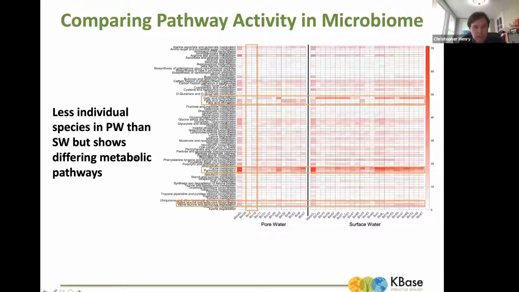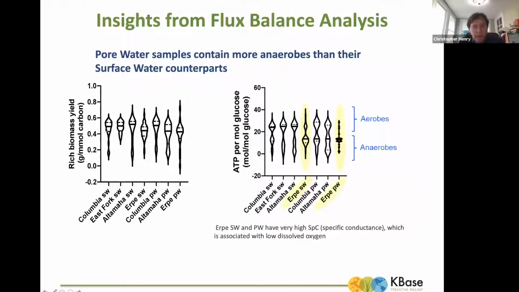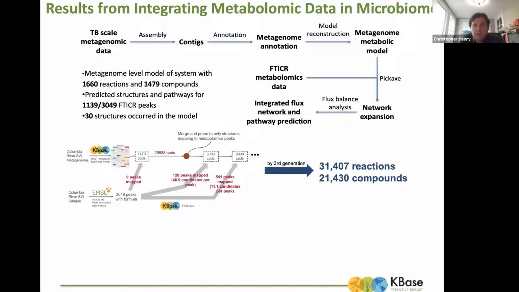They did this and we see fewer individual species in pore water and different metabolic pathways being used, and more delegation in pore water compared to surface water. The models were also able to predict whether or not a genome is an anaerobe or aerobe. The interesting thing they found, using that tool, is that certain environments favored anaerobic genomes, whereas other environments tended to have more of a mix. So that was a nice result that comes out of those tools.